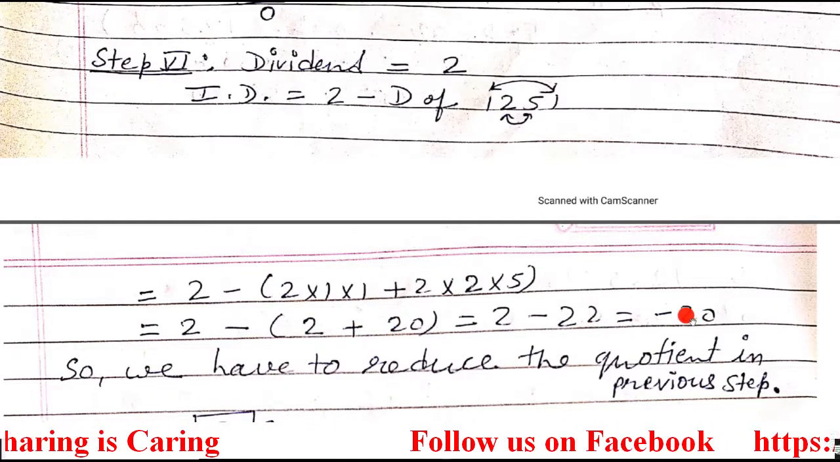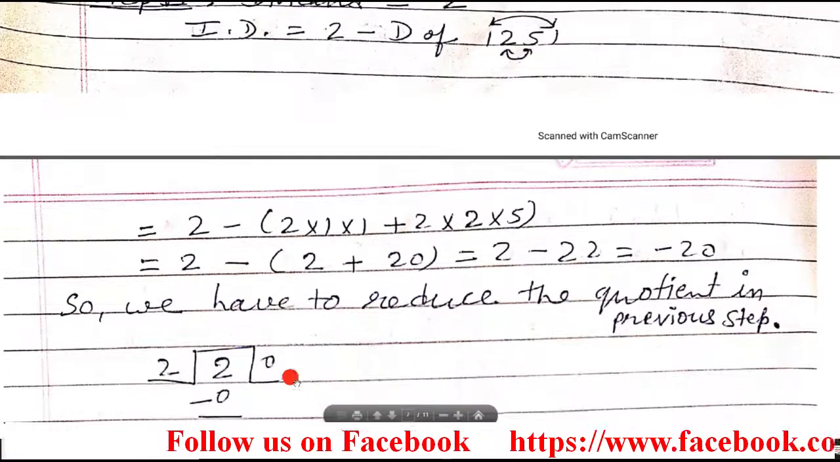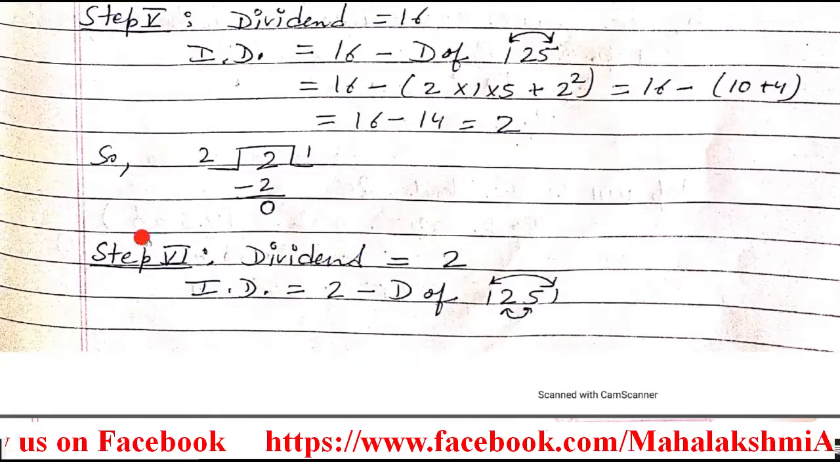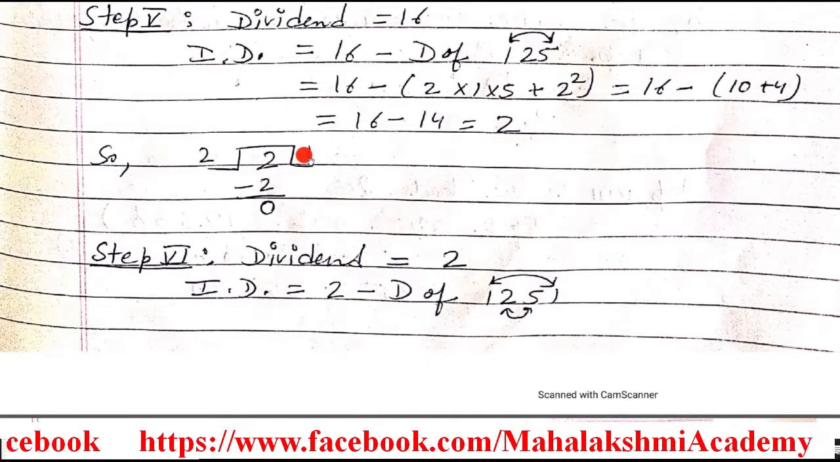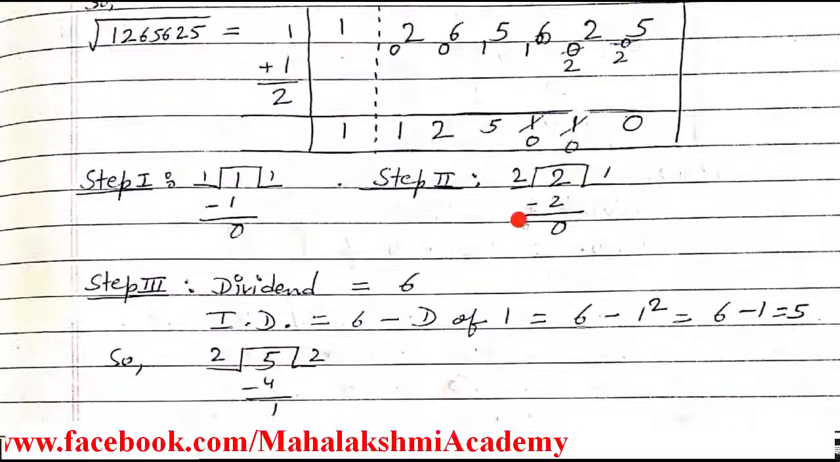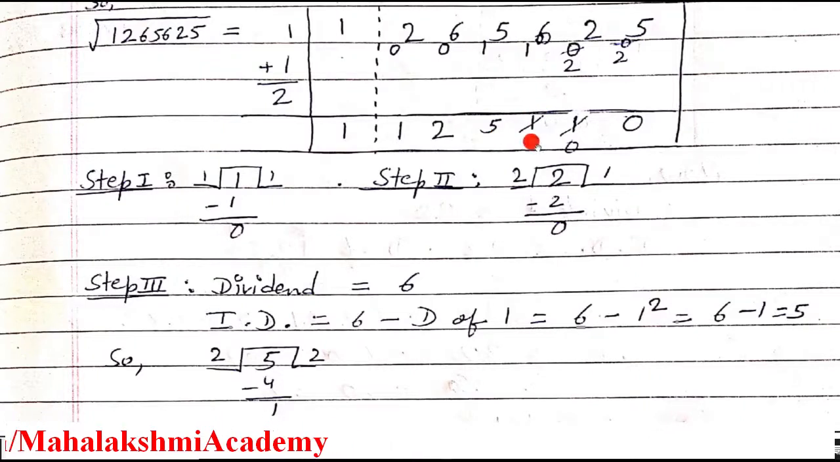Since if you get the negative number, it means you have to reduce it. So just write down, we have to reduce the quotient in the previous step. In the previous step, what is the quotient here? 1. So this 1 you have to reduce. Just come to the table. This 1 we have to reduce, so cut it and write here 0.